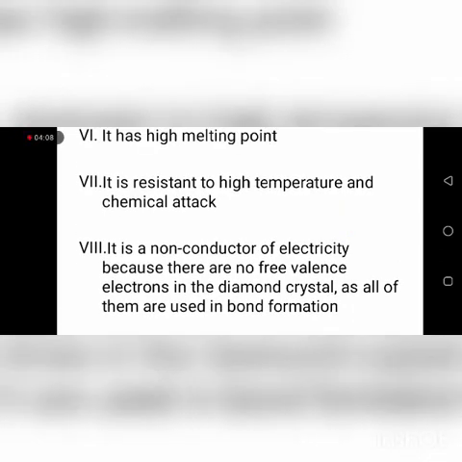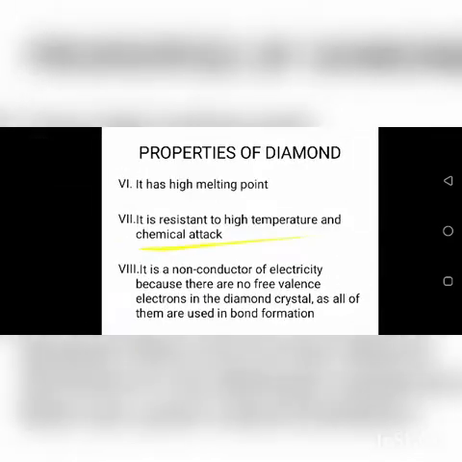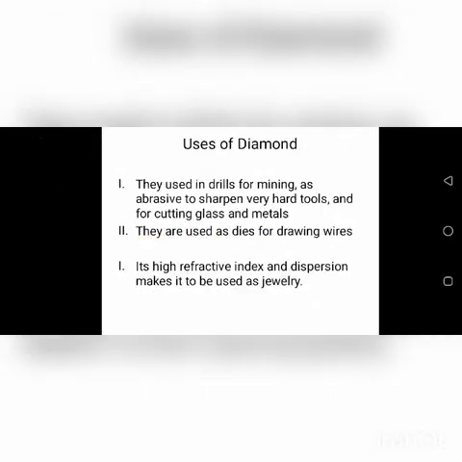Diamond is not a conductor of electricity because there are no free valence electrons in the diamond crystal. All of the electrons are being used in bond formation, and that makes diamond a non-conductor of electricity. So these are the properties of diamond. Let us now look at the uses of diamond.